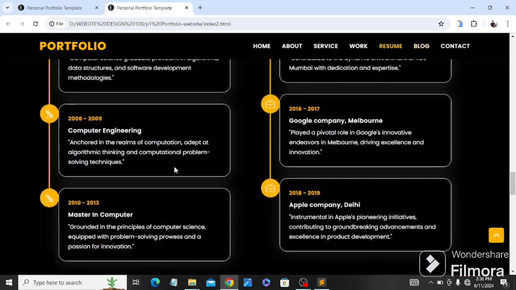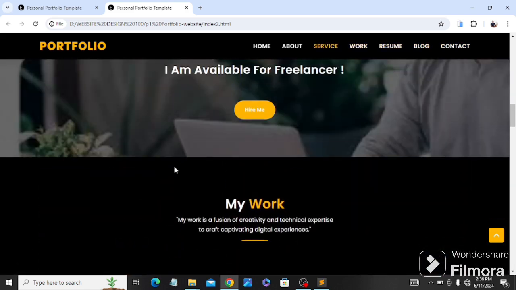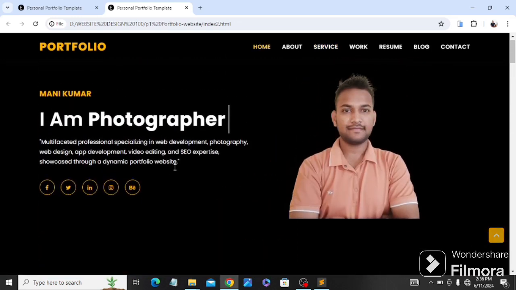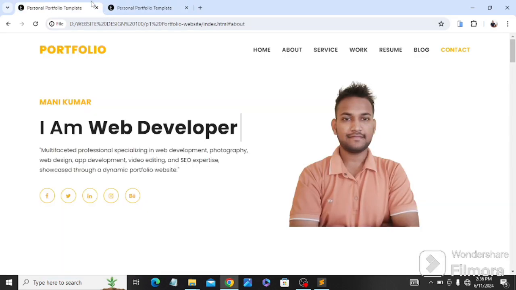Instead of sending a resume to an employer, if you are applying to any company, you can directly send this portfolio. You can edit it according to your requirement and host it, and whenever they want to know about you, just send this portfolio to the HR or any company, so they can be impressed.